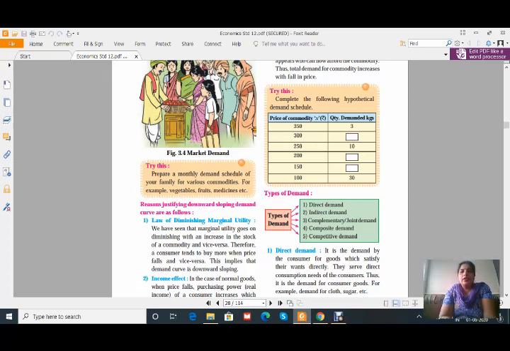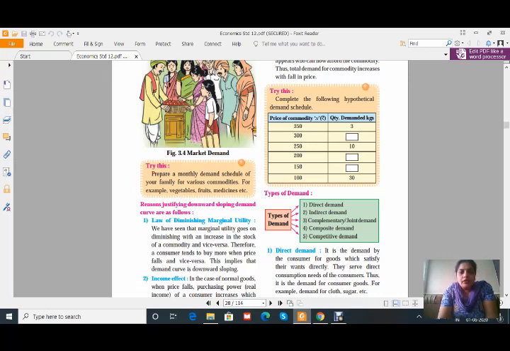Hello friends, welcome all. In the last lecture, I already explained to you about the individual demand and market demand, and in both the cases the demand curve is sloping downward from left to right. Today we have to see the reasons for that. The very first reason is the law of diminishing marginal utility.